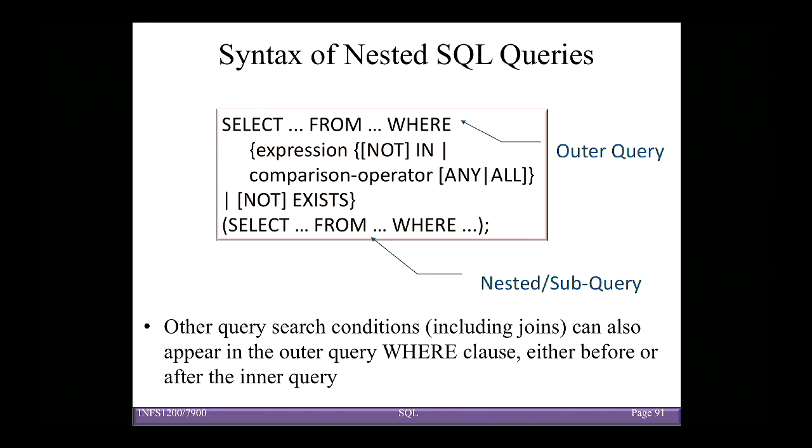The syntax of nested queries is going to be select from where. You can have the expression not in or in. You can have the comparison operators any or all that we're going to talk about, or not exists or exists. And then you're going to have another select from where inside it.